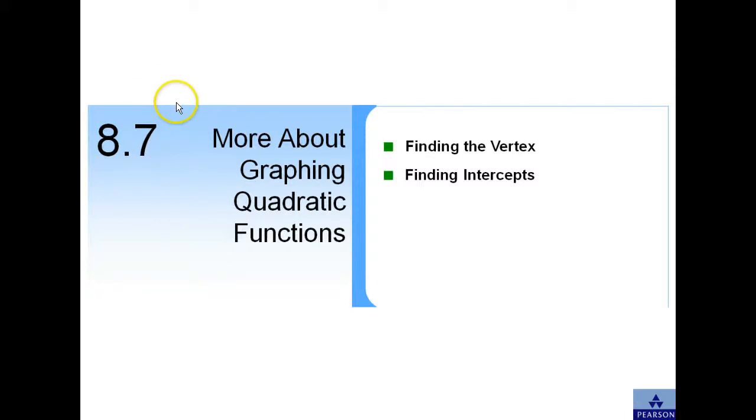We're going on now to topic 7, the last section of chapter 8, and it feeds from 8.6. So if you have time, I would strongly advise you to watch the PowerPoint of 8.6. So more about graphing of quadratic functions. Here we're going to feature finding the vertex and finding intercepts.